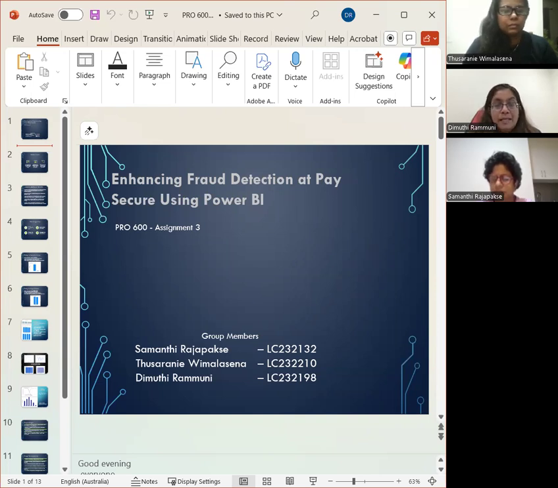Our topic is enhancing fraud detection at PaySecure using Power BI. We will show how Power BI can help PaySecure find fraud faster, improve accuracy, and build more trust with its customers and partners.